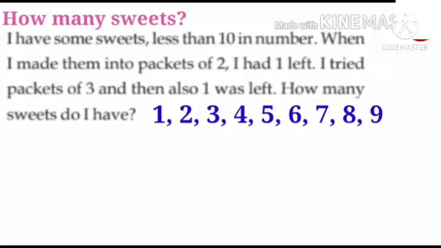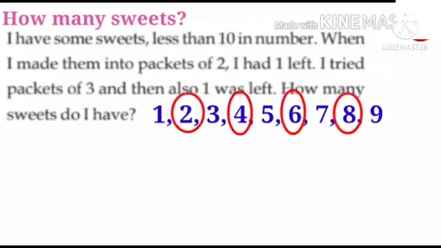Here she made the sweets into packets of 2. She had 1 left. See children, which are multiples of 2? Yes, 2, 4, 6, 8. So, when we grouped into these numbers, there is no 1 left. Which are the remaining numbers? Yes, 1, 3, 5, 7 and 9.